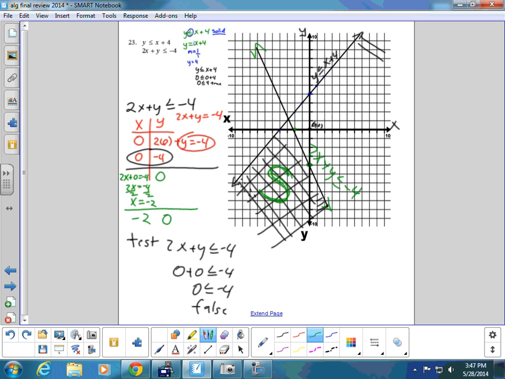Now notice how one line shaded down. This one here was less than and it shaded down. And this one here was also less than, but it was kind of hard to see if it was shading down or right or left. So be careful with your shading. You're going to want to test it.